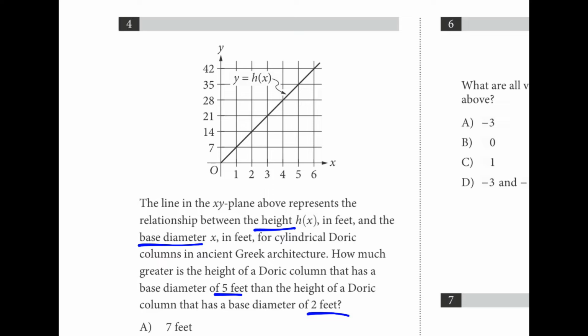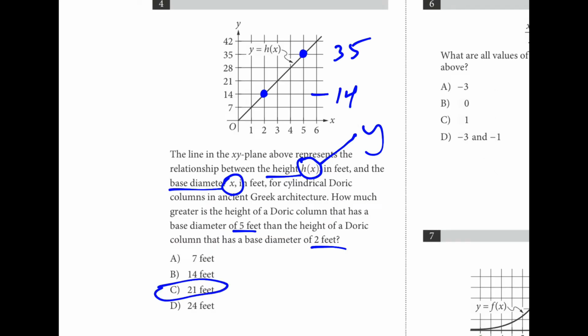So we're going to be plugging in the base diameters on the x-axis because it tells us it's x. And h of x is where we get y. That's our y value, or our output. So if we start here at 2, and then we're comparing that to 5, or they're saying how much greater is the height for 5 versus 2, we just measure the difference. We see that this one is 35 and this one is 14, so we subtract 35 minus 14, and that's where we get 21.